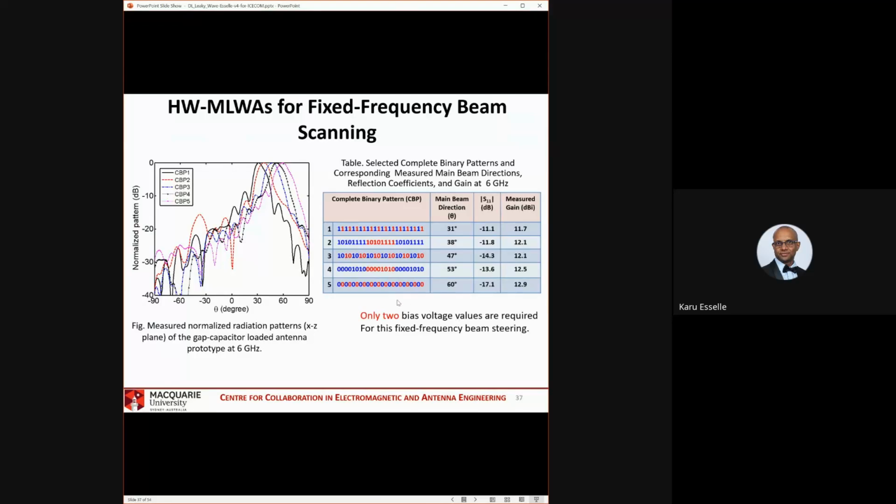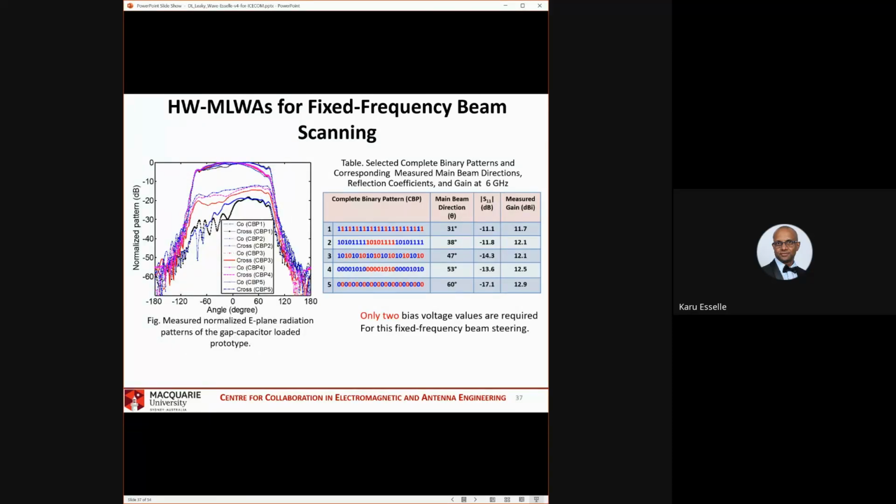The key here is we need only two bias voltage values. We need some switches to be turned off, some to be turned on. That would be only two values, and sometimes one of them could be 0, the other one a positive or negative value, depending on the type of binary switch you use.